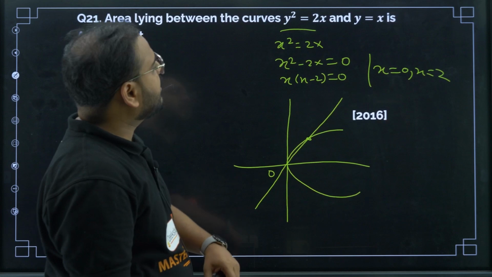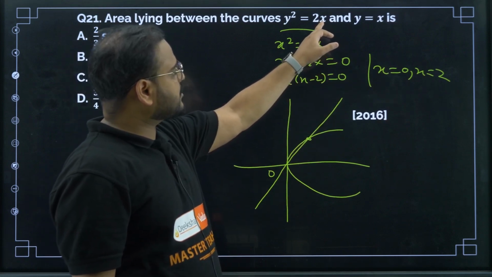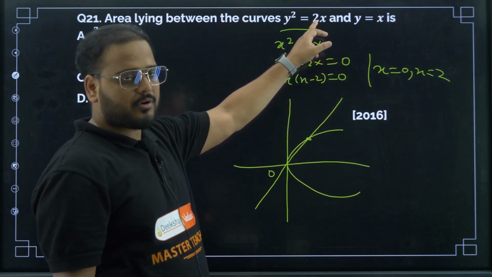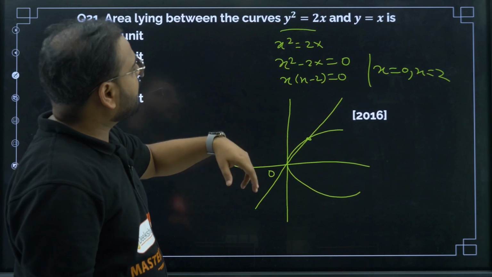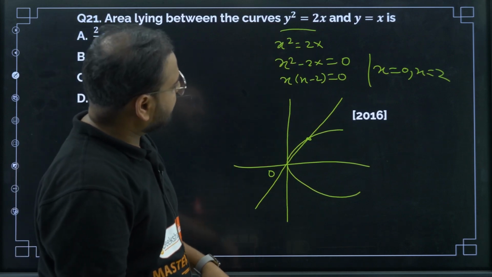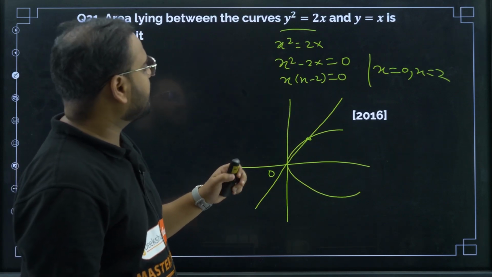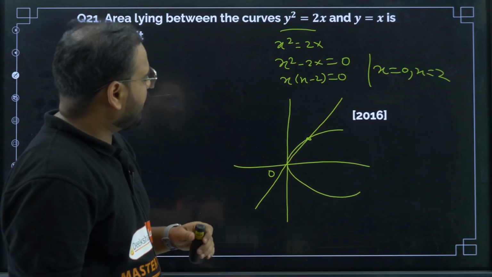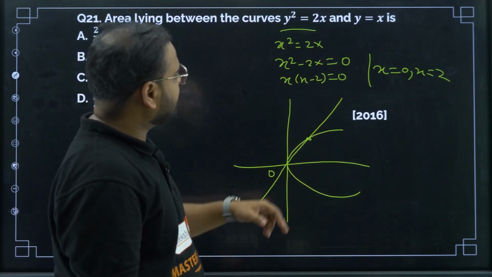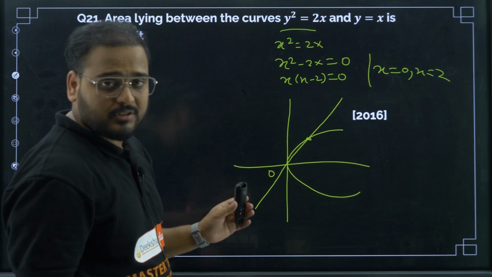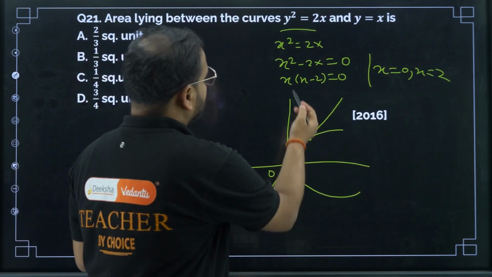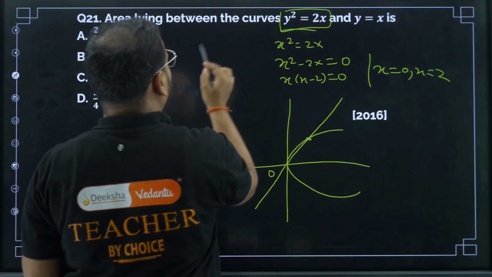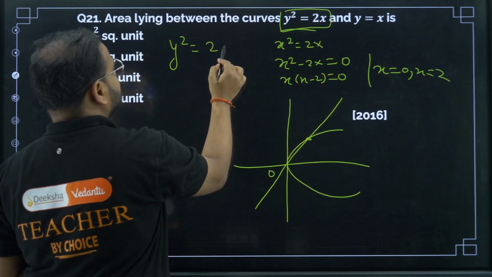Put it here, please check. If you put 2 here, x as 2, you're going to get what? 2x, so 4, 2 times of 2 will be 4. And what is y value? X equals to 2, if you put, 4. Okay, fine. And this is also true, 2 equal to 2. Alright, one second. So x equal to 0 is the one condition, second is 2, correct. Now, one more thing, let's see the function. If you take this function for the parabola, y square equals to 2x, take the root.